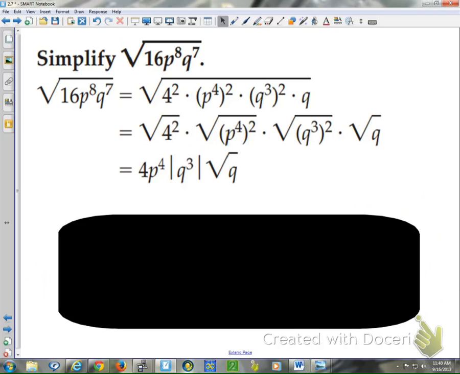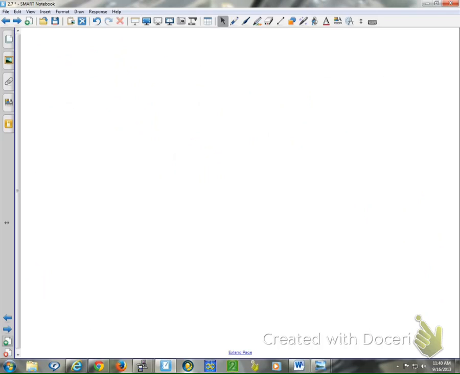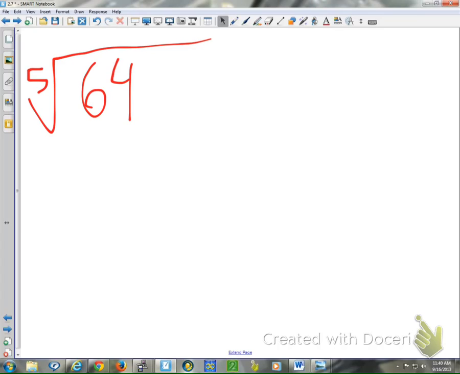Now, let's look at another example. How about this one? Let's go crazy. How about 64, we're going to make this to the 5th root. X to the 7th, wow, that's really bad. Y to the 11th. We are going to reduce this.